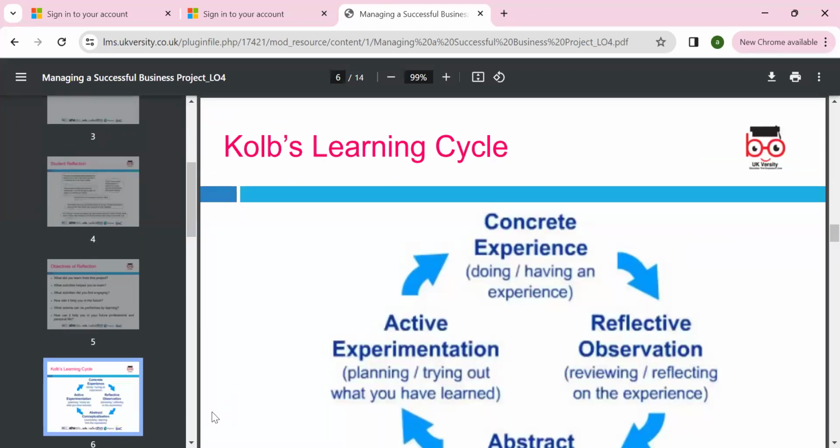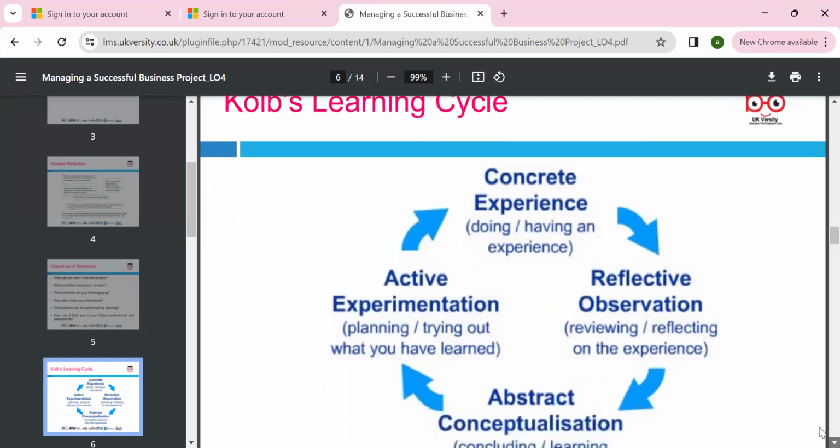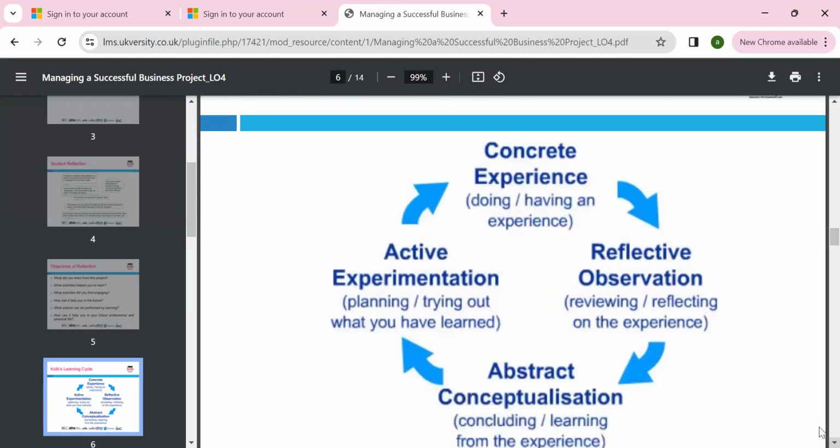Okay, we have a lot of models. We can look at Gibbs. These are all called reflection models. Concrete experience means doing or having an experience. If you did the project, what experience did you get? Then reflective observation. This is called the learning cycle. Sometimes things do not go according to our wishes, but we can learn from it and gain experience.